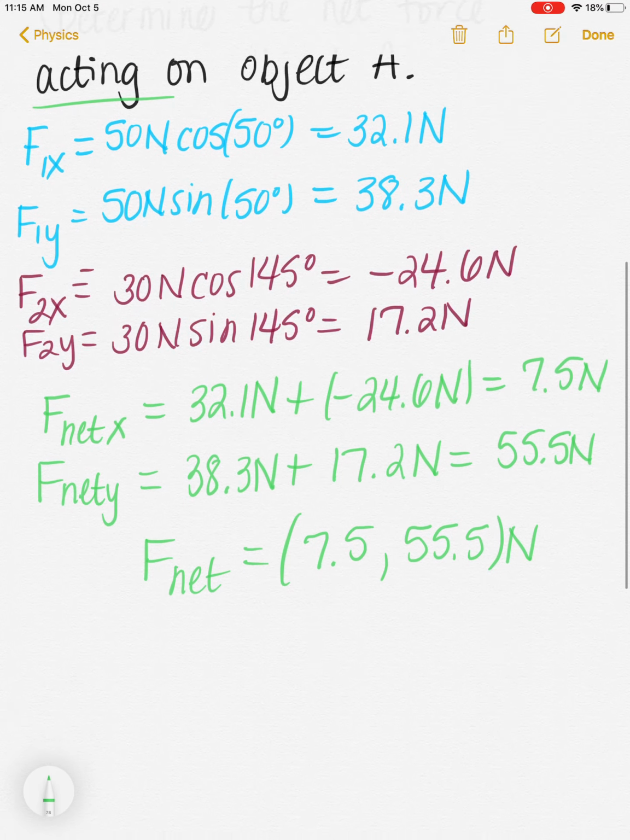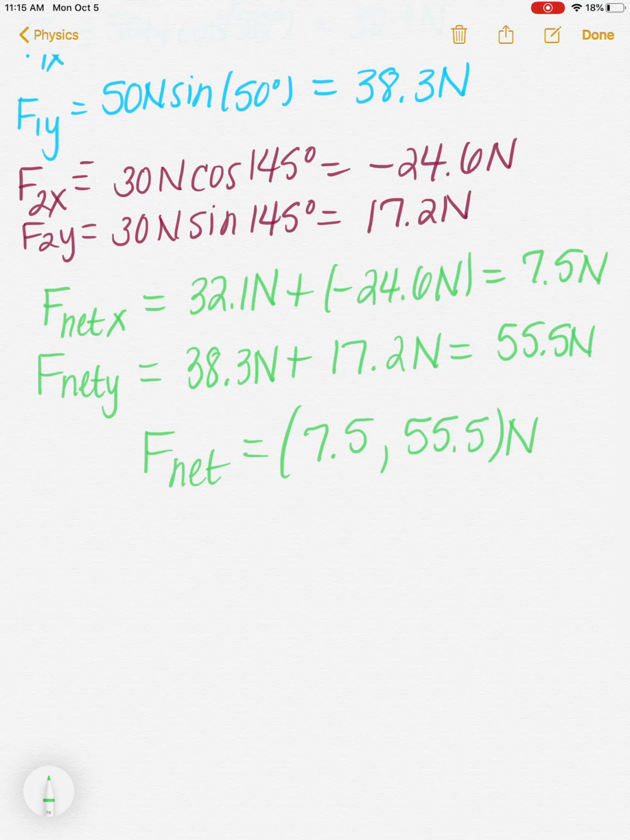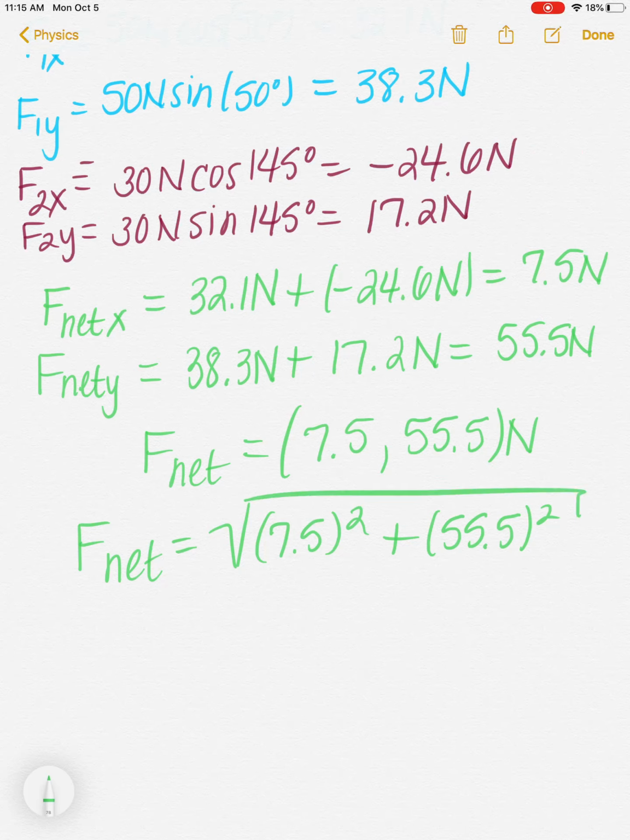However, they said for us to determine the net force, so instead of expressing this in x and y components, we should resolve this. Remember, to find the resultant, you take the square root of the x component squared plus the y component squared. Okay, so let's do that. 7.5 squared plus 55.5 squared, square root of that. I get a net force of 56 newtons.